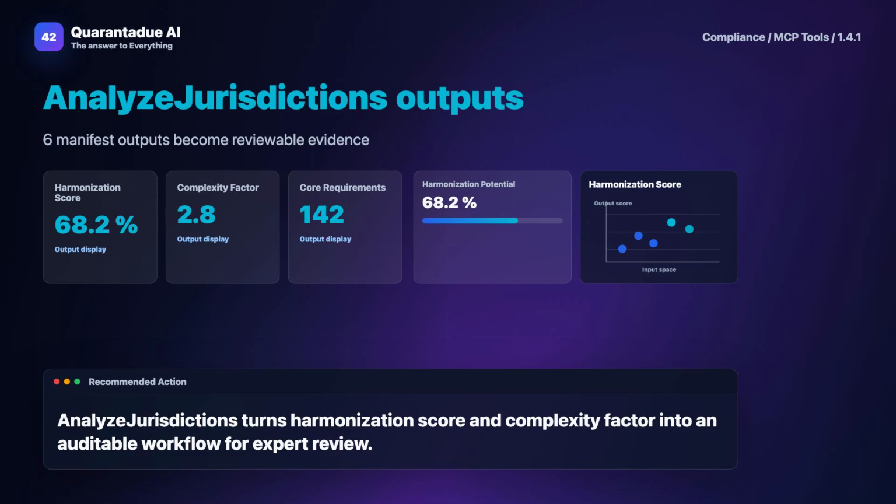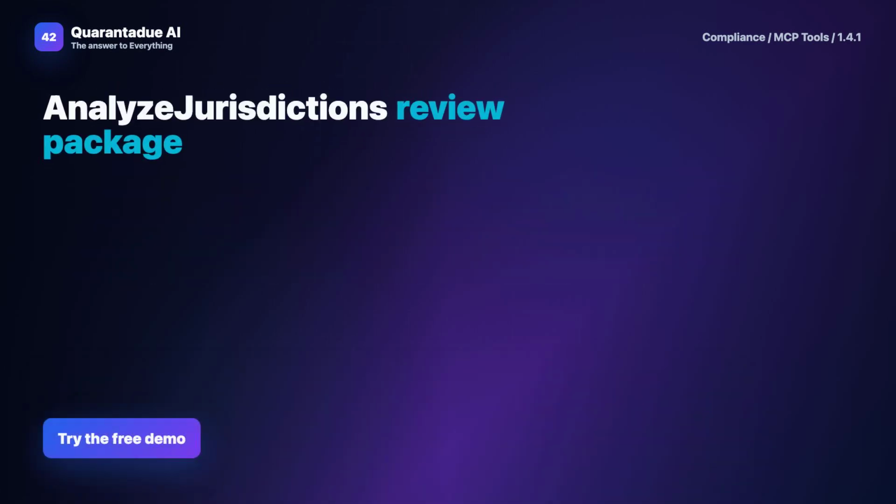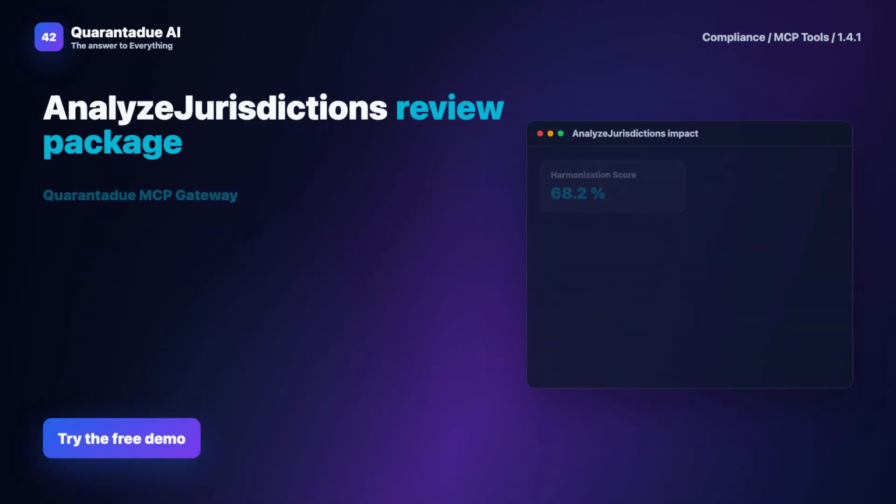Analyze jurisdictions returns structured outputs such as harmonization score, complexity factor, core requirements, annual updates, and harmonization potential. These outputs are designed to support review, reporting, comparison, and follow-up actions.